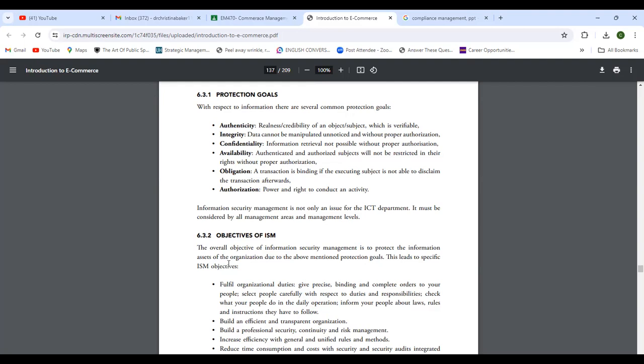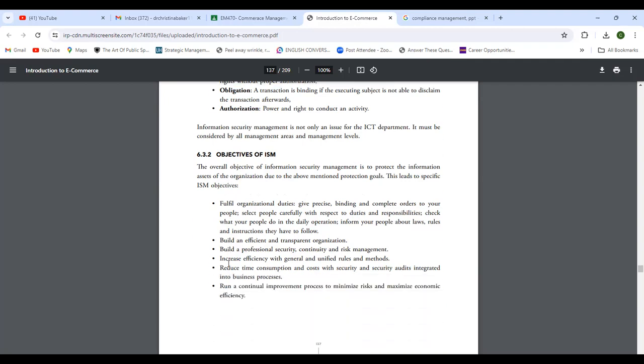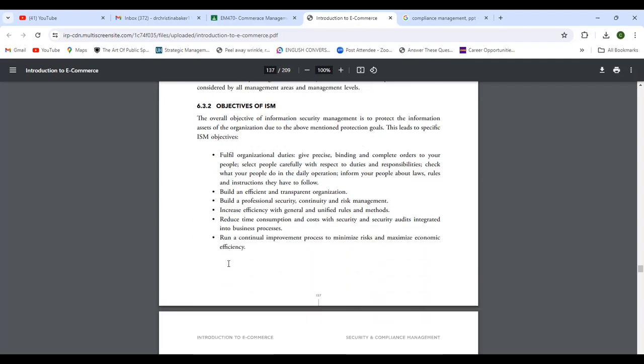Authorization, power and right to conduct activity. Information security management is not only the issue of the ICT department, it must be considered by all management areas and management levels. Objects of ISM. The overall objective of information security management is to protect information assets of the organization due to the above-mentioned protection goals. This leads to specific ISM objectives.